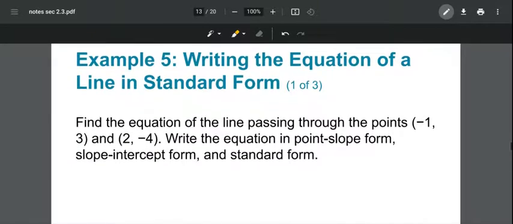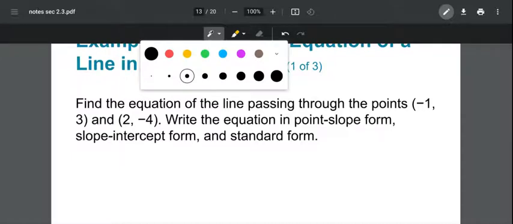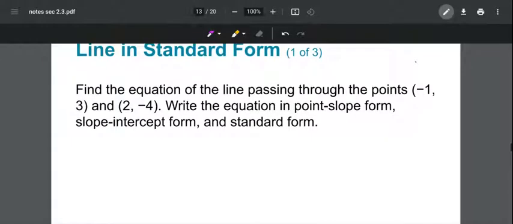So example 5 is about the standard form. Write the equation of the line in the standard form. So let's start working with this example. Find the equation of the line passing through the points. So this is the solution. Given, we have 2 points.